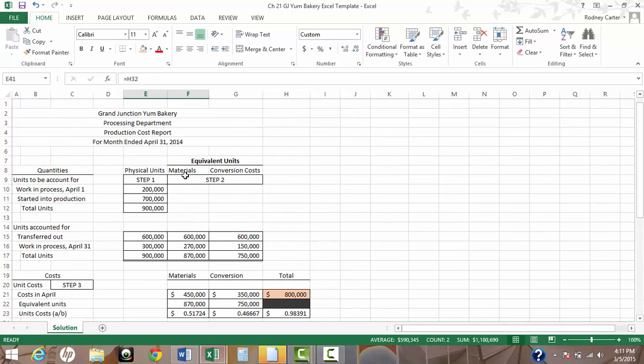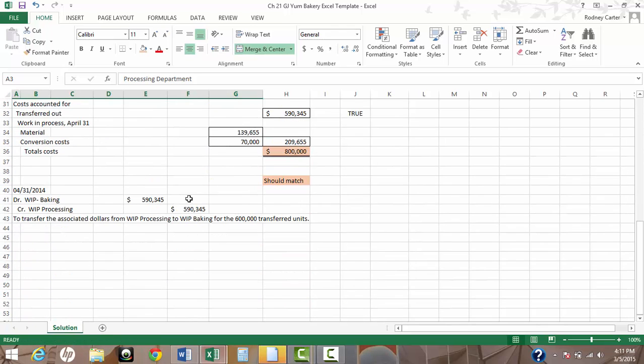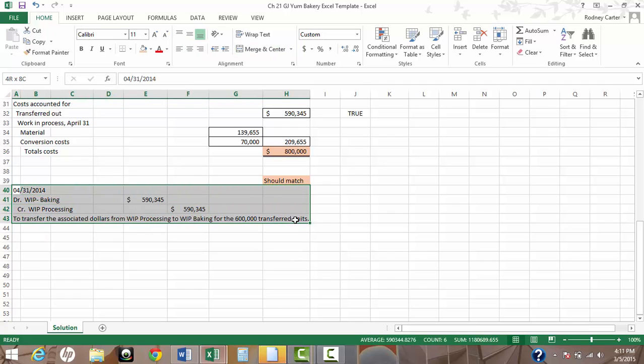The reason why we do this production cost report for the processing department is so that we can come up with the dollar value to transfer to the next department and ultimately to finished goods after it's gone through all of our WIP departments.